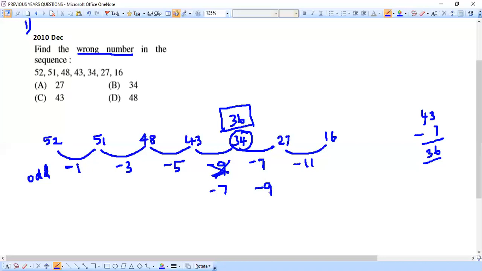After 36, what should have come here? Minus 9 we should have done, correct? 36 minus 9, because 43 minus 7 is what we actually need to do. We should have got this 36. After obtaining 36, what next we need to do? 36 minus 9 we should do. So 36 minus 9 will give you 27, and 27 minus 11 will give you 16.